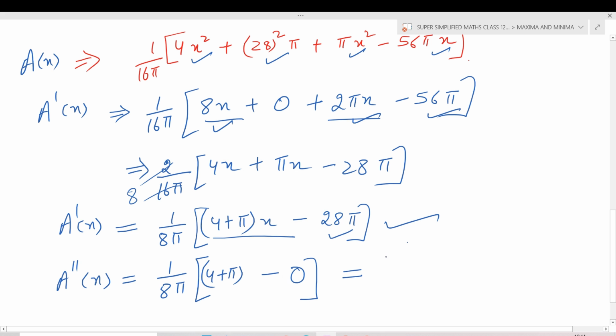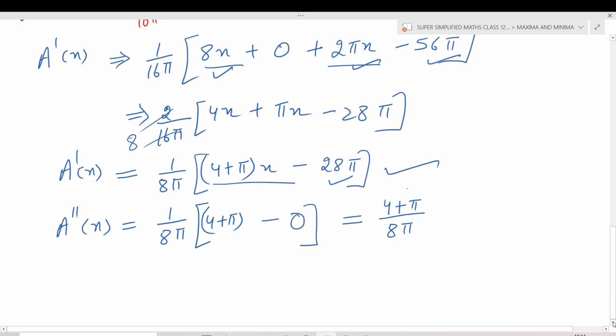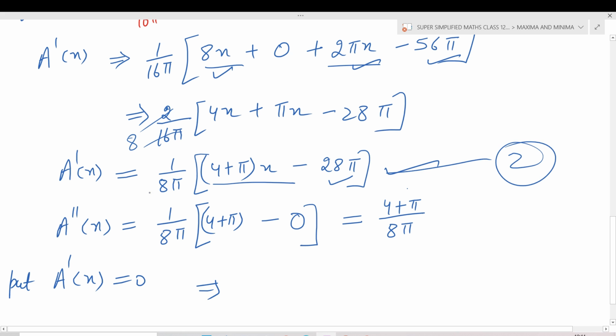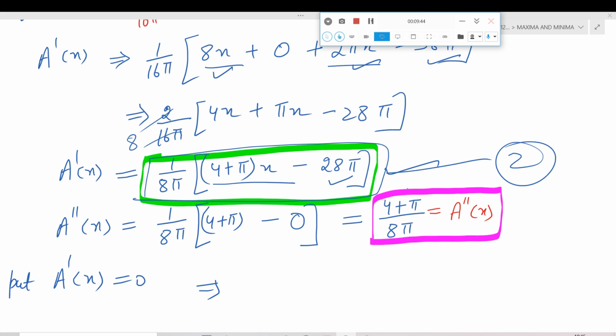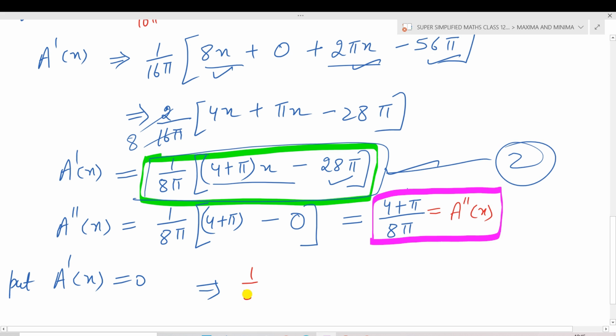Now students, what is the next step? The next step is that we put A dash x equal to 0. This implies that this expression that we have found, expression number 2, I can put this expression in a box, is going to be 0. So now you can see that this highlighted portion is 1 upon 8 pi into (4 plus pi) into x minus 28 pi. This is A dash x, and we put this equal to 0.